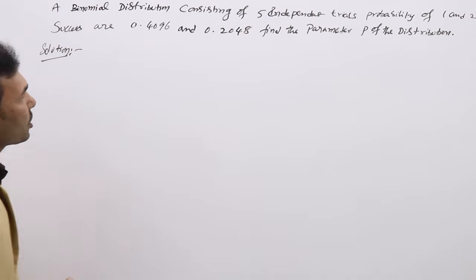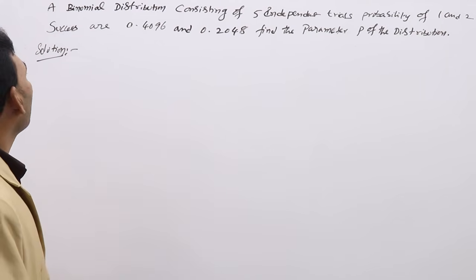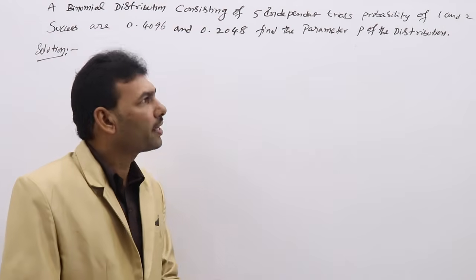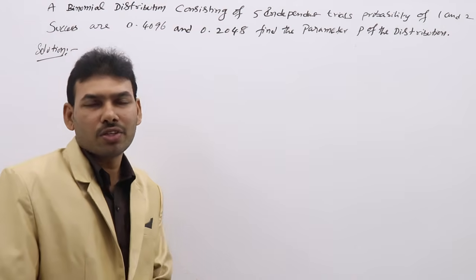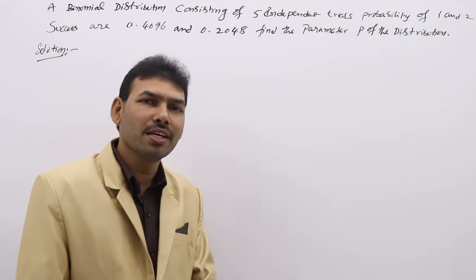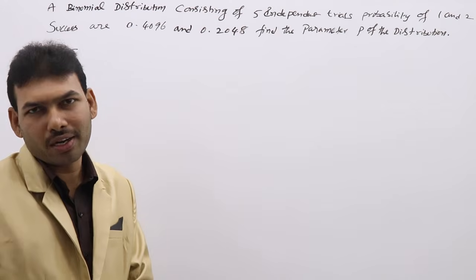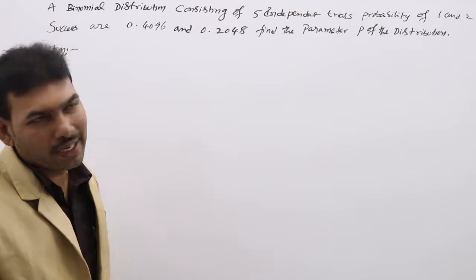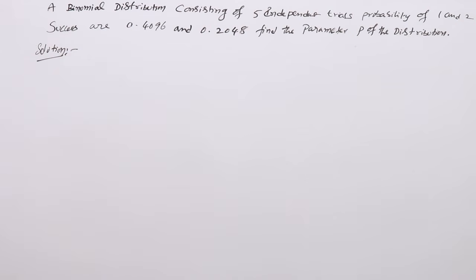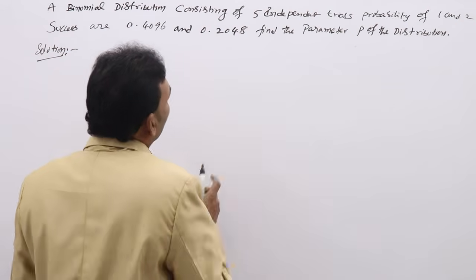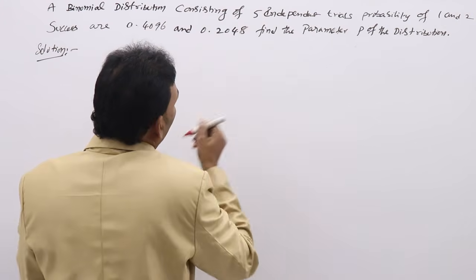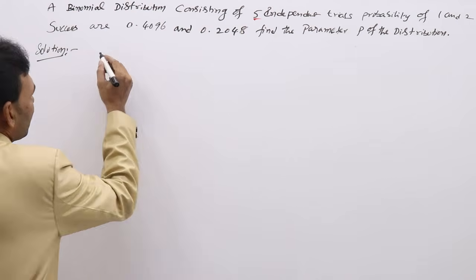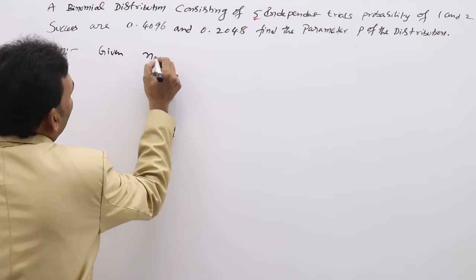The binomial distribution consists of 5 independent trials. The probabilities of 1 and 2 successes are 0.4096 and 0.2048. Find the parameter P. This one is different from the previous cases. We have N, and P, Q are given in the question itself. N is given because there are 5 independent trials, and probability of 1 and probability of 2 are given. Now we need to find P of the binomial distribution. First write what is given.